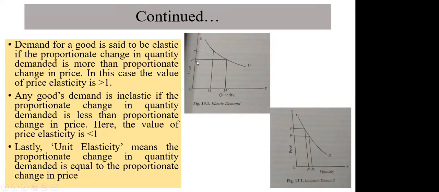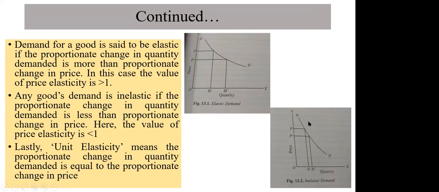Now the price falls from P to P dash. The quantity demanded increases from OM to MM dash. If I look at this graph very carefully, we can see that this amount, that is PP dash, is less than MM dash, which is the increase in the quantity demanded. So in this case, since the percentage change in quantity demanded is greater than the percentage change in price reduction, its demand is relatively elastic, or its EP value is more than 1.